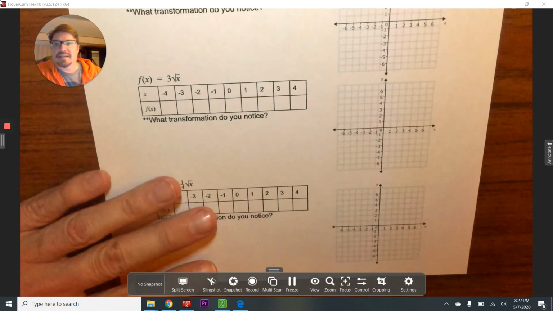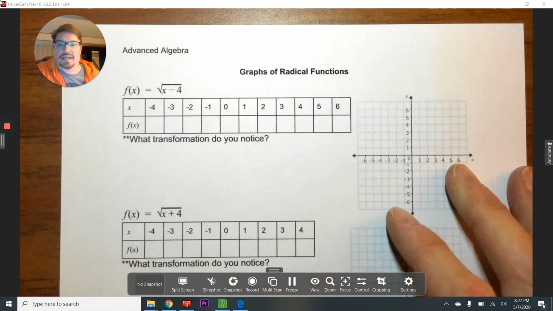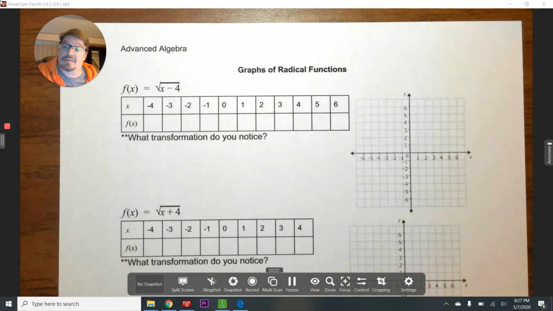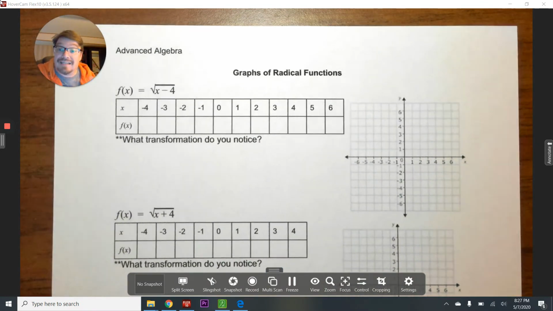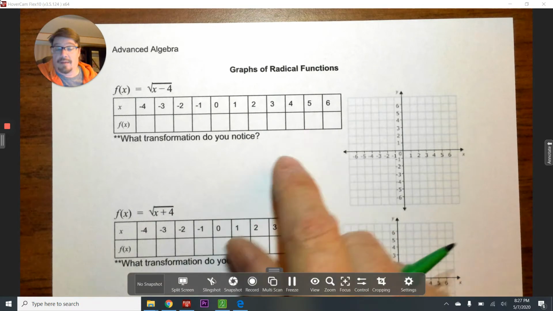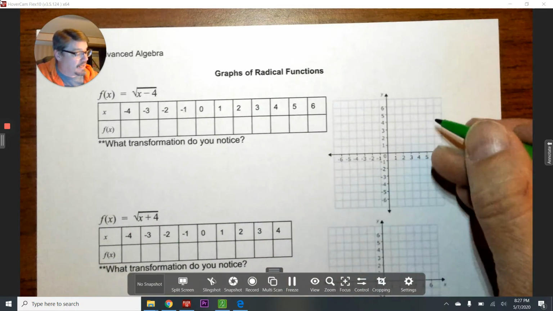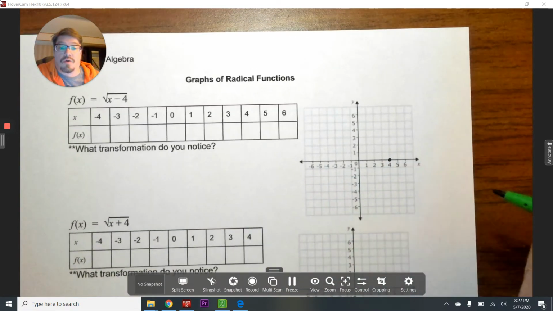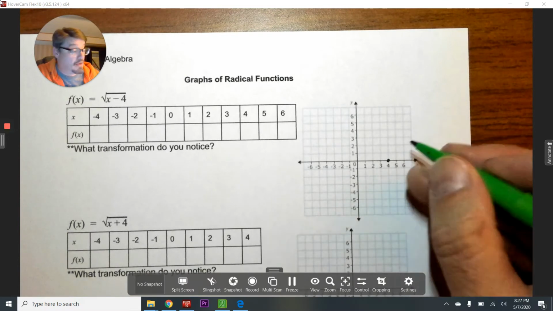Let's go here. We're going to move to the next page, and you can probably guess that, yes, we're going to do that basic transformation without even using this table. I'm going to go ahead and just plot it. He's going to go 4 units to the right. He will go over 1, up 1.